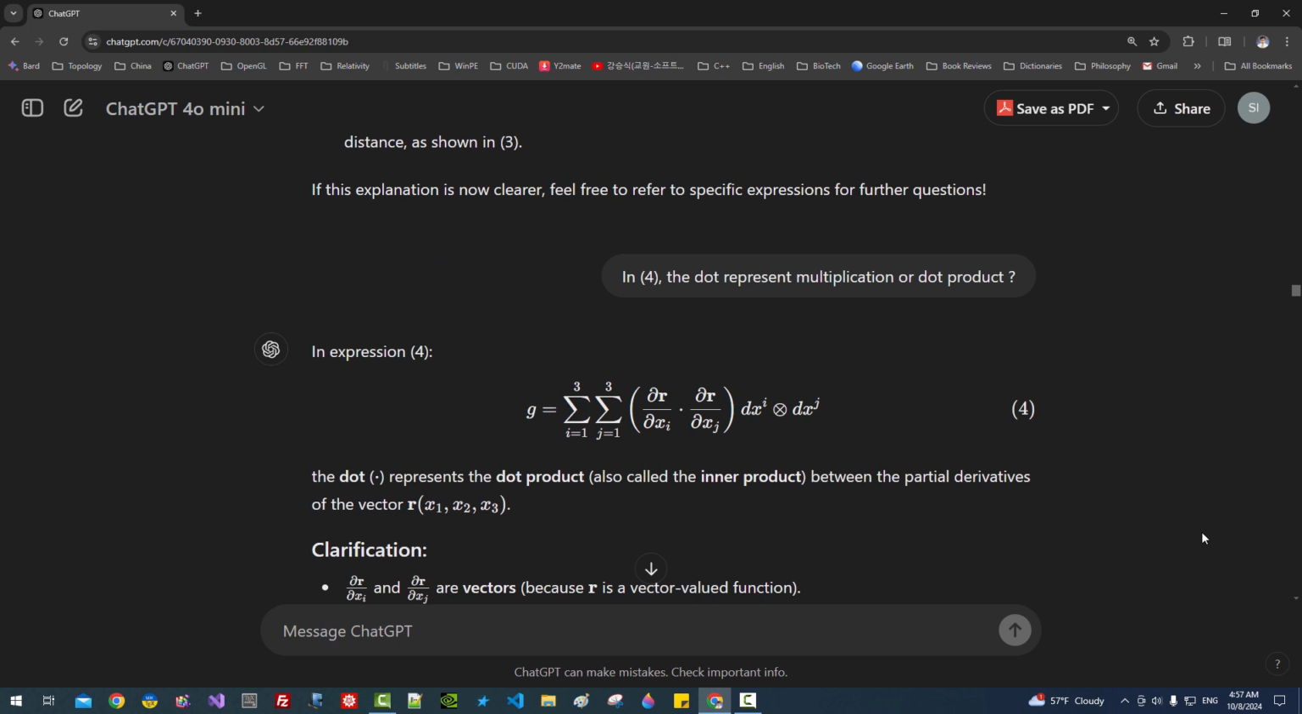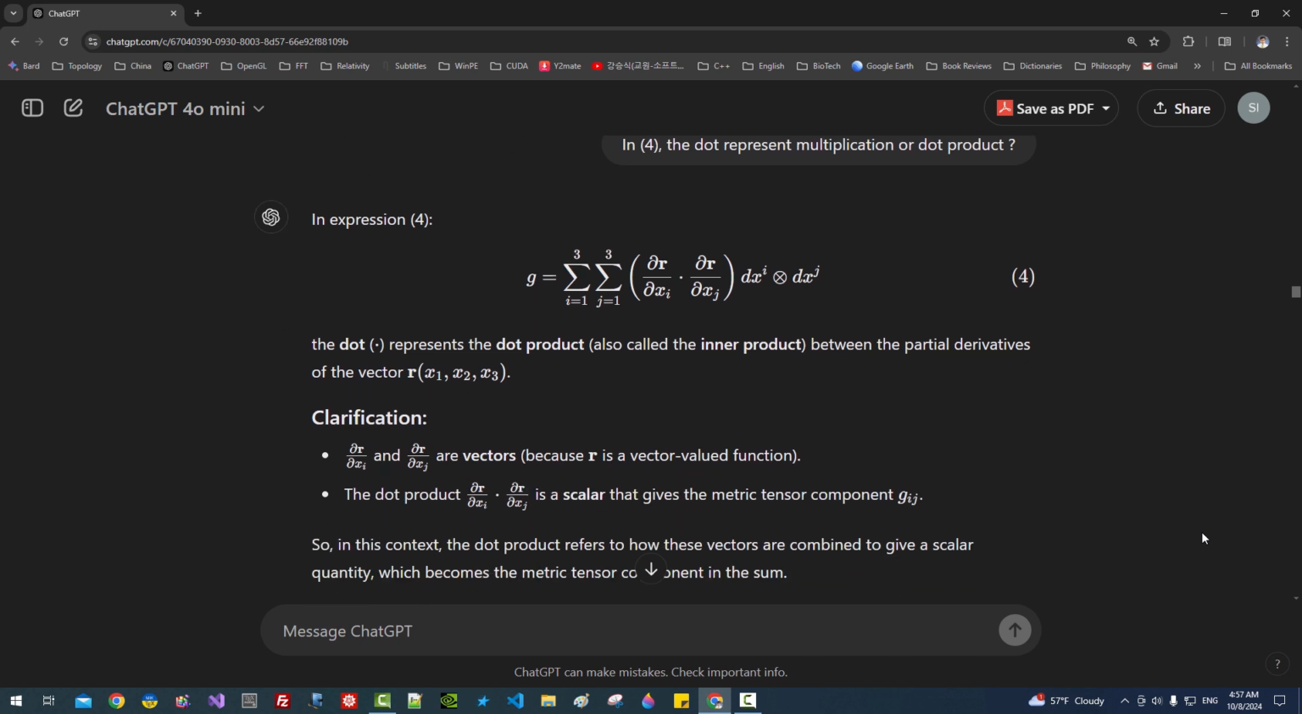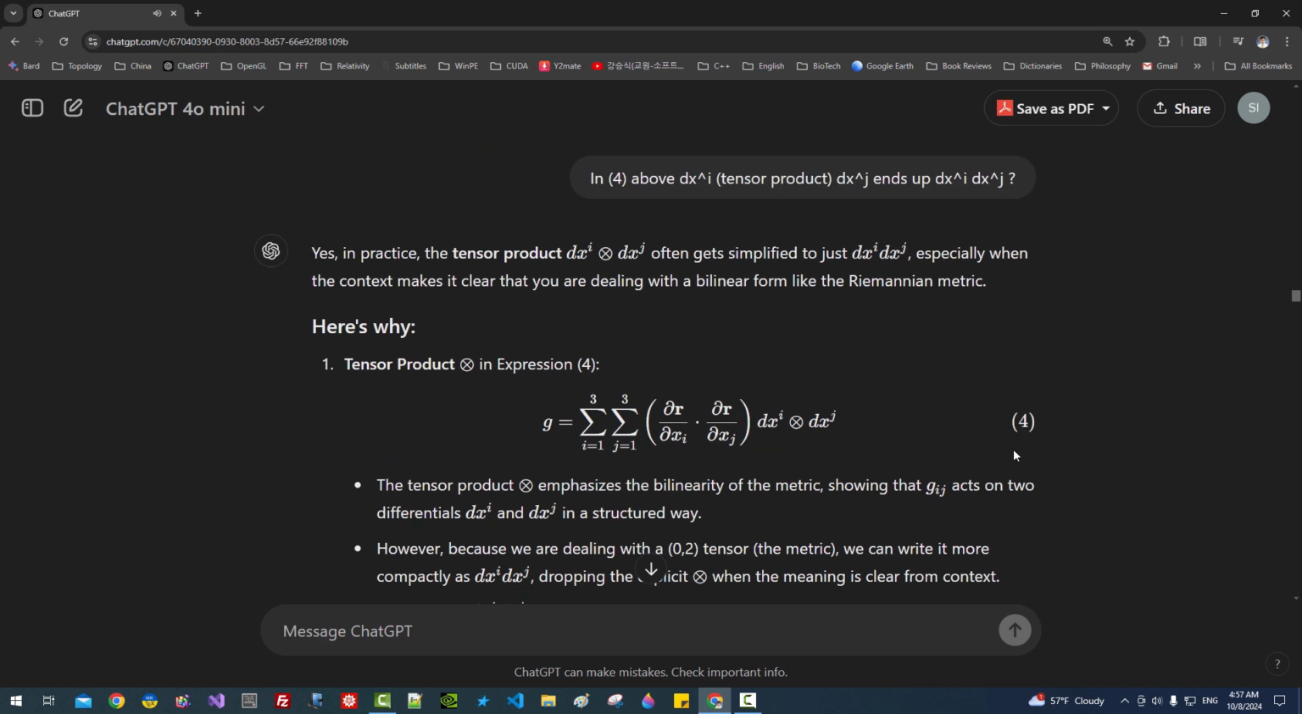In 4, does the dot represent multiplication or dot product? Yes, in practice, the tensor product dx^i ⊗ dx^j often gets simplified to just dx^i dx^j, especially when the context makes it clear that you are dealing with a bilinear form like the Riemannian metric.